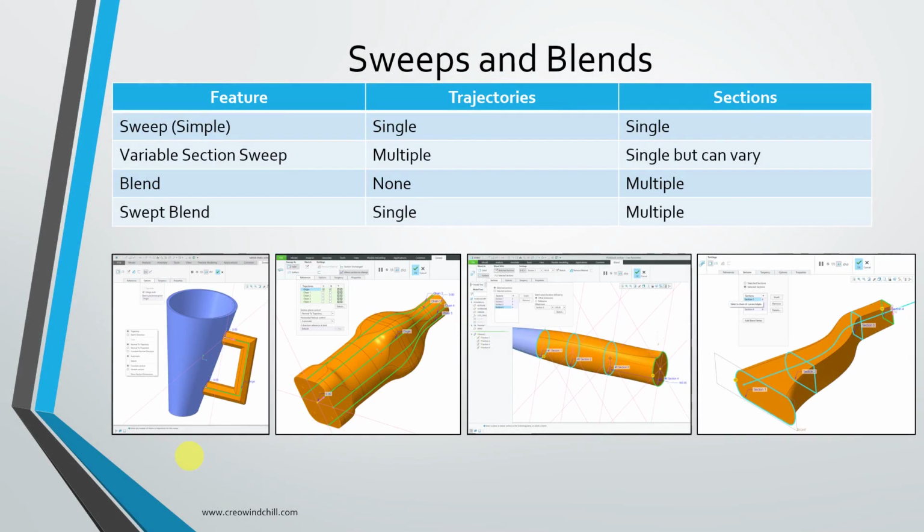In previous videos, we took a look at sweeps, variable section sweeps, and blends, and in this video, we're going to take a look at swept blends. The difference between these features are the combinations of their trajectories and their sections.